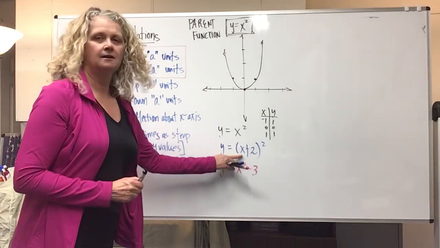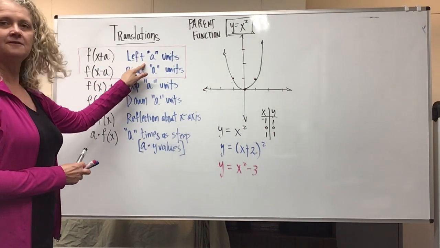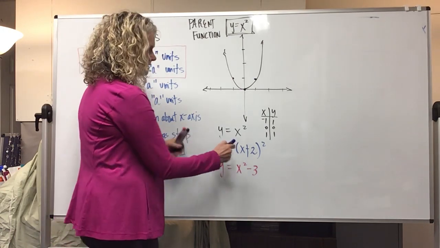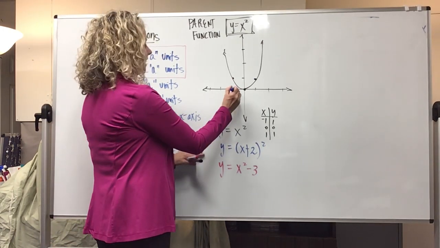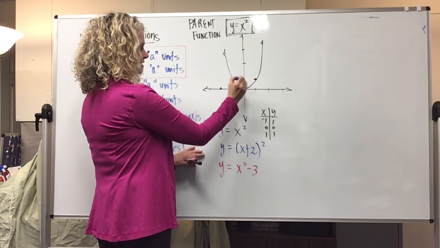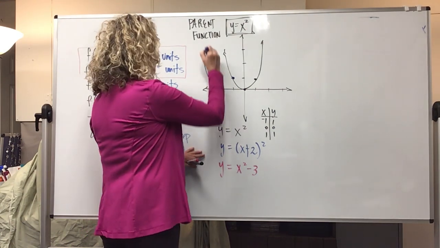When we are adding inside the function, it is a left motion a units. So in this case, it is left 2. So you take each point on the parent function and you move it left 2. This point, and now this point left 2. And you sketch the shape.